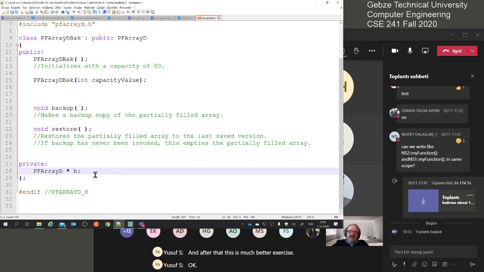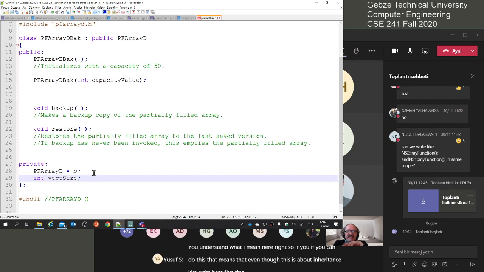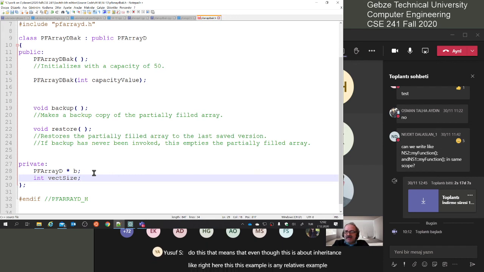Of course, with this one, you need the size now. You need the int vect size with this one. You understand what I mean here, right? So if you can do this, that means that even though this is about inheritance, this example is an inheritance example, this is also a dynamic memory allocation example, and it's going to be a very good exercise for the midterm. Do this, and you will understand lots of stuff.